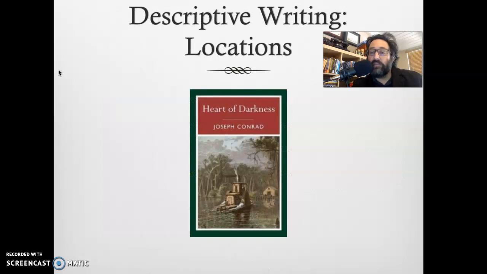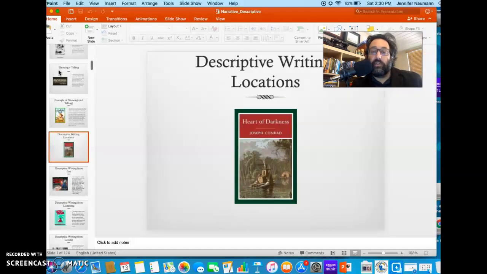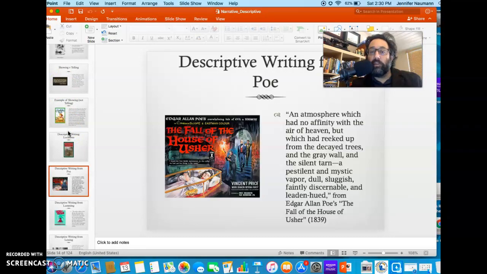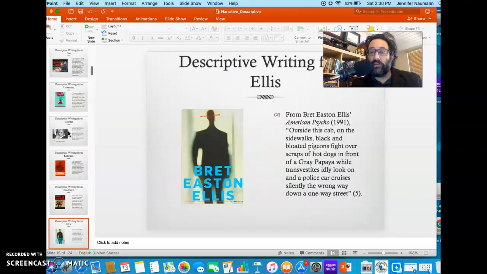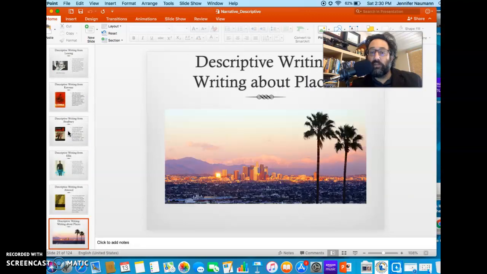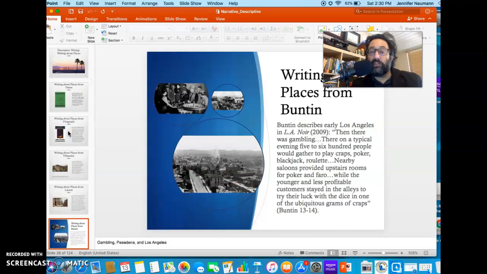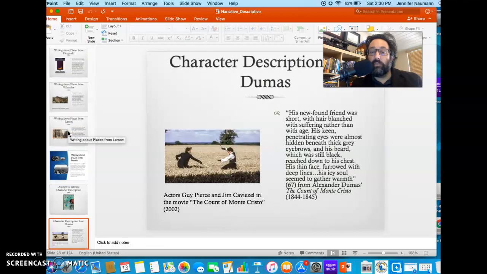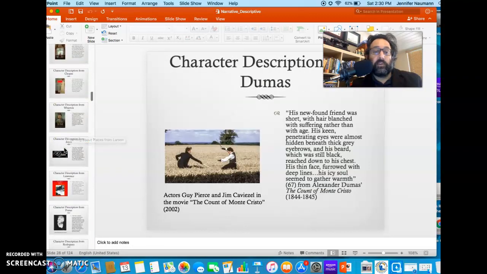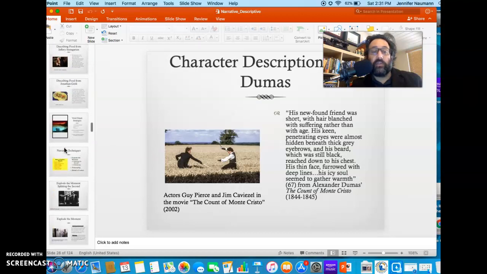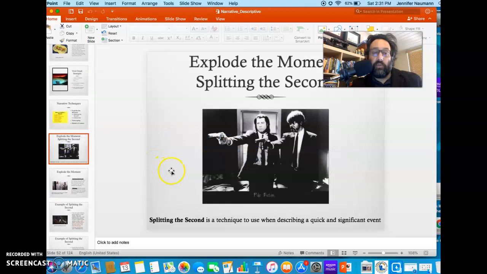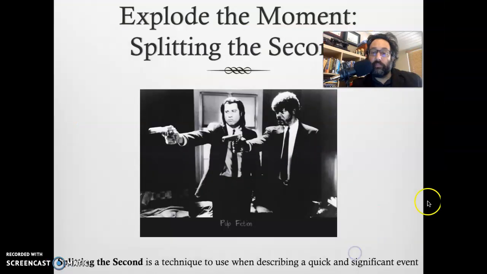Okay, and these next few pages go over examples, really just as many examples as I could come up with of, like it says here, writing about locations, places, people. There are a lot of fantastic examples in here that you should read. We're going to move ahead to 52.